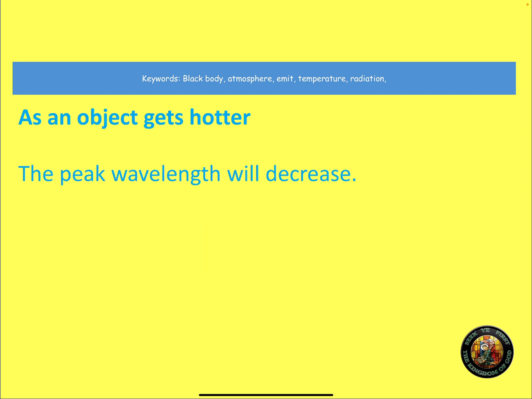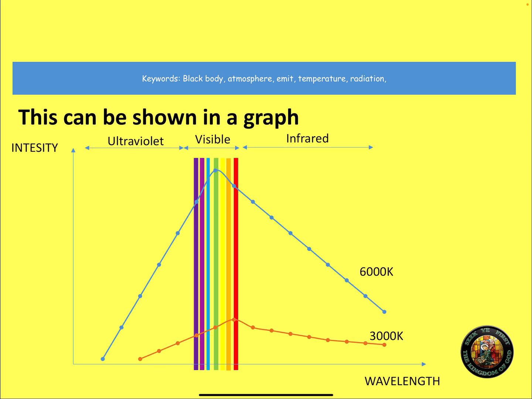Now, as an object gets hotter, the peak wavelength actually decreases. The peak wavelength of the EM wave decreases. And this can be shown in the graph. You can see at 6,000 Kelvin, the wavelength is decreasing. And again, you can see in this graph, 3,000 Kelvin, the wavelength is decreasing.